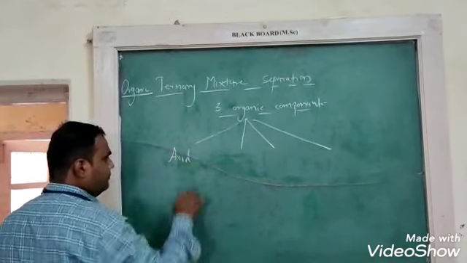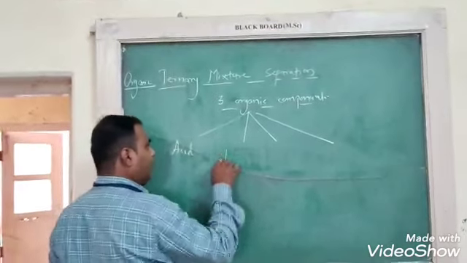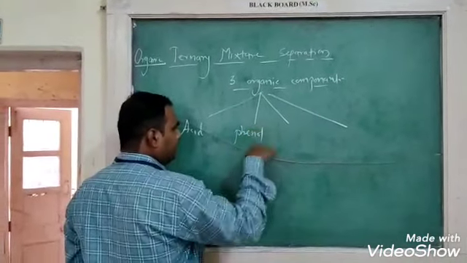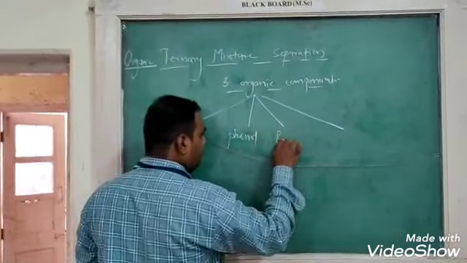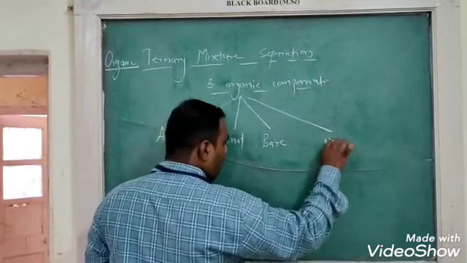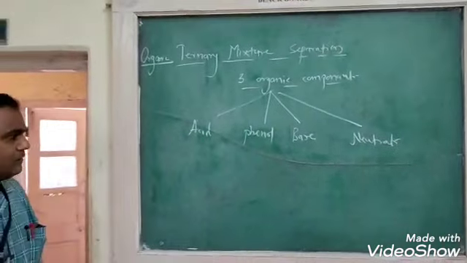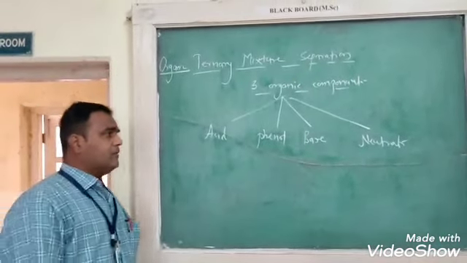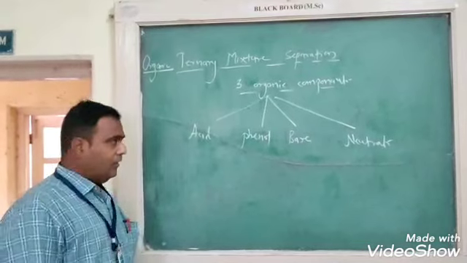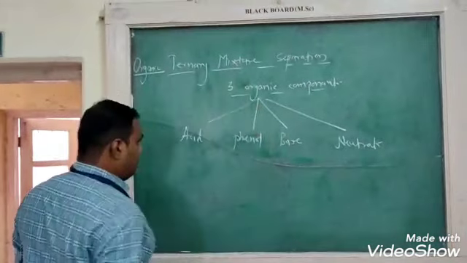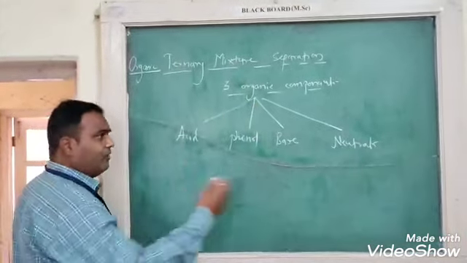First one is acid, second is phenol, third one is base, and all remaining organic compounds are neutral in nature. So these are the four main types of organic compounds. Now in the case of a ternary mixture, there are different possibilities of the mixture.